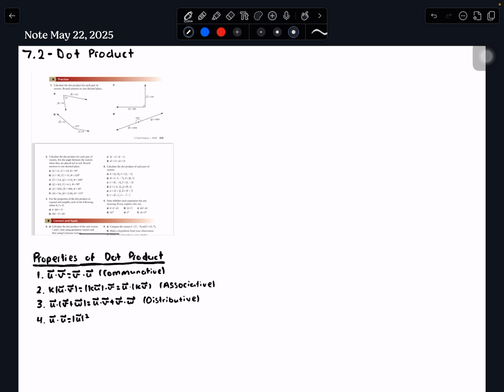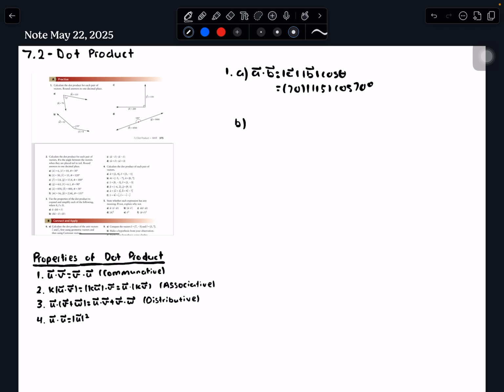All right. Let's begin. So, question 1. Calculate the dot product for each pair of vectors. Round answers to one decimal place. So for 1a, we have the vectors a and b. In this case, we're going to be using only the geometric dot product. Cosine of theta is going to be 70 times 115. Oh, sorry, cosine of 70 degrees. We'll calculate all of these decimal values at the end.